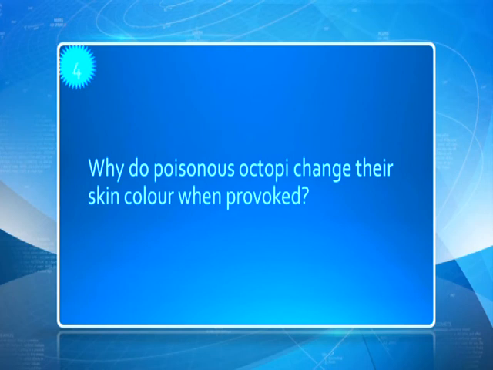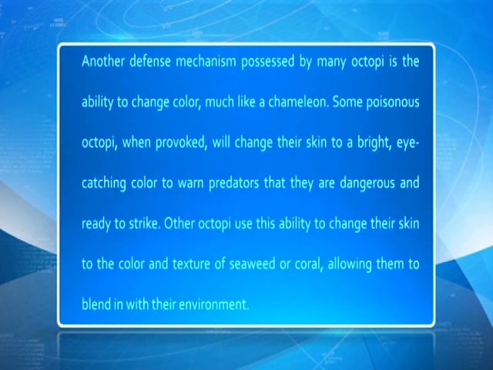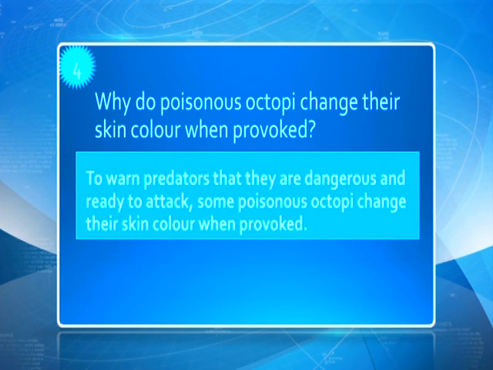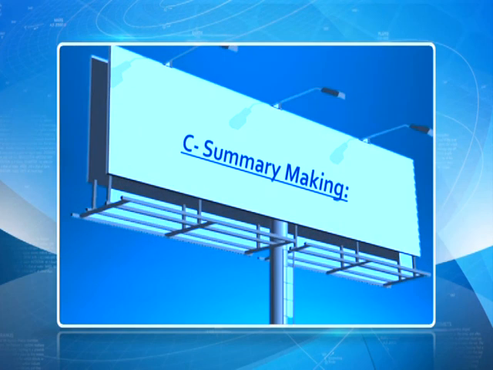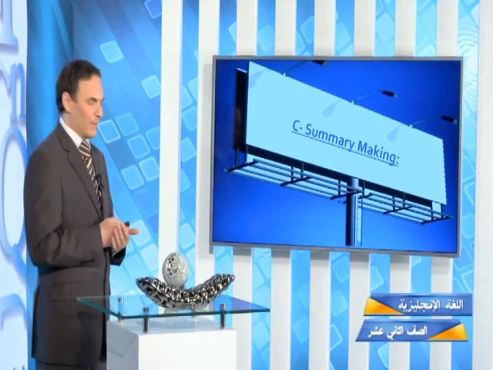Question 4. Why do poisonous octopi change their skin color when provoked? Okay. Focus your attention here. The answer is to warn predators that they are dangerous and ready to strike. Okay. Here is the answer. Good. Now let's move on to summary making.